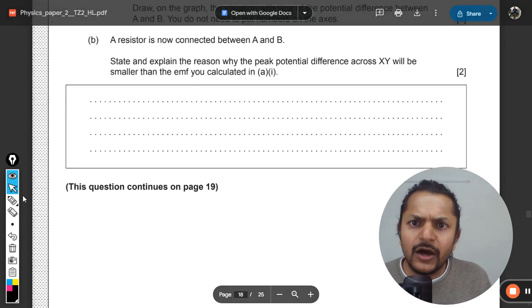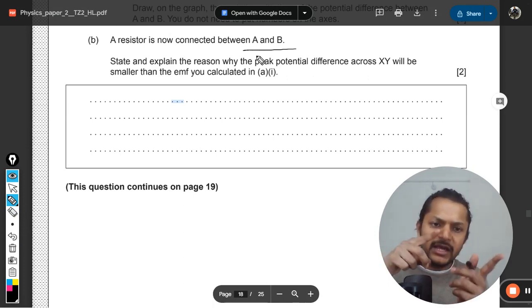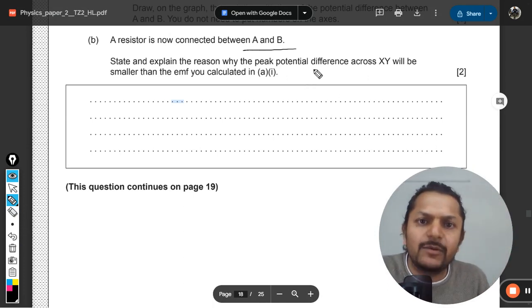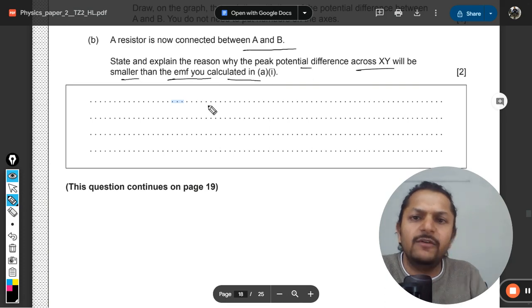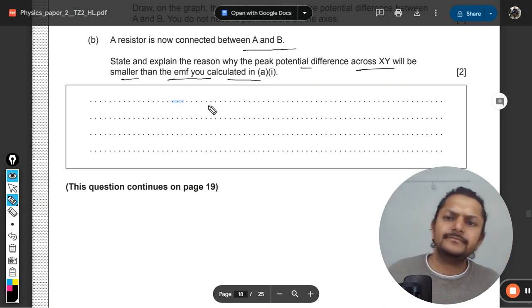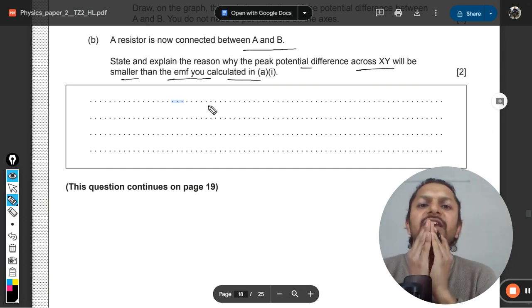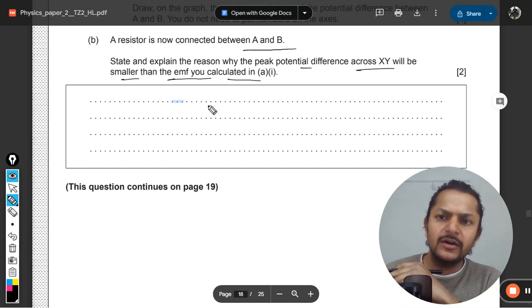A resistor is now connected between A and B. Now a resistor is connected between A and B, that is after the rectification. State and explain the reason why the peak potential difference across X and Y will be smaller than the EMF you calculated in A1.